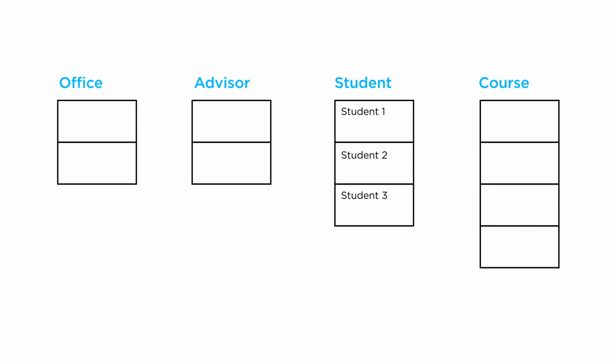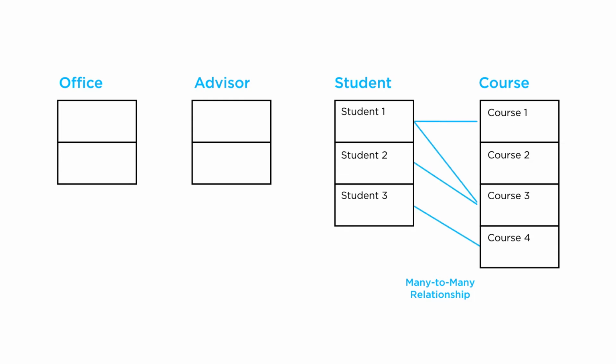Finally, we have the many-to-many relationships, and we have students and courses. We know that each student can take many courses, so the maximum cardinality for the student entity is many. Each course can also have many students, so each course can be associated with many students, and therefore the maximum cardinality is many. Again, this is an example of a many-to-many relationship.